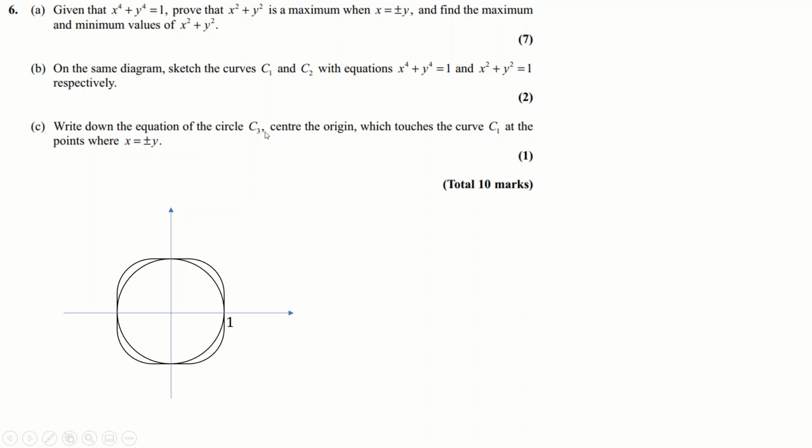Work out the equation of this circle C3, center at the origin, which touches the curve C1, which is this one, at x equals plus or minus y. So a line like this is x equals y. So we want a circle that touches the curve there. So it's going to be a slightly bigger circle than this one.